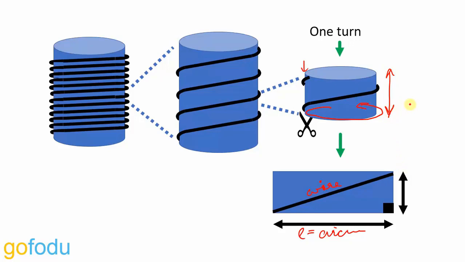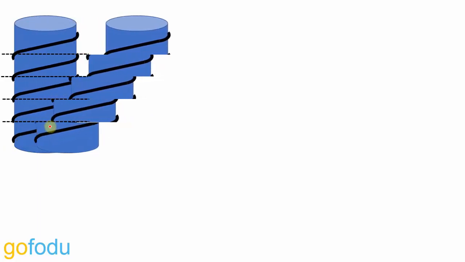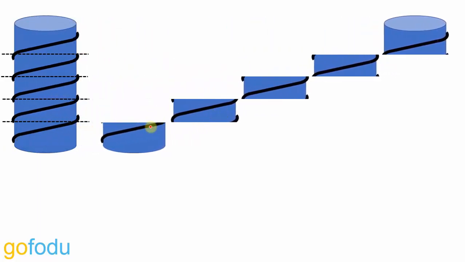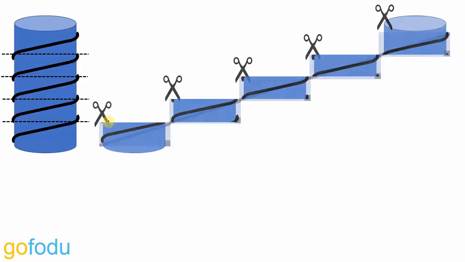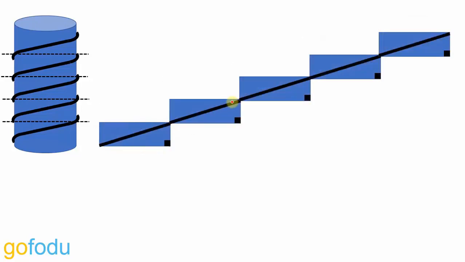The height, or width, of this rectangle is nothing but the height of this small cylinder. So if I take a cylinder and cut it into multiple small cylindrical pieces, each piece having one single turn of wire, and if I cut them all open from this side and arrange the rectangular pieces obtained in this fashion, then what am I going to get? I will get a right triangle this way.